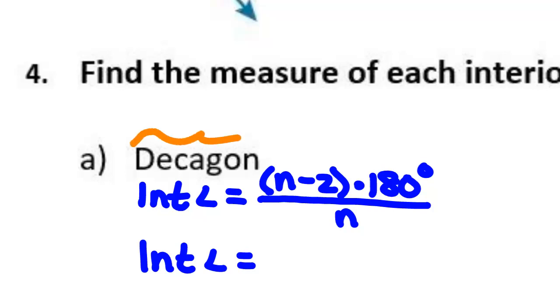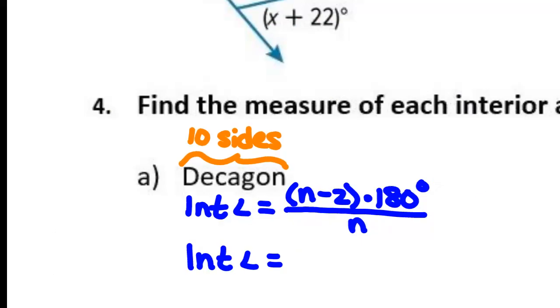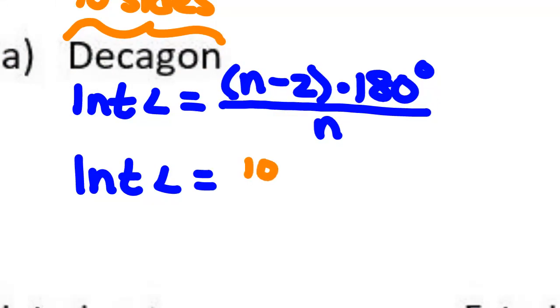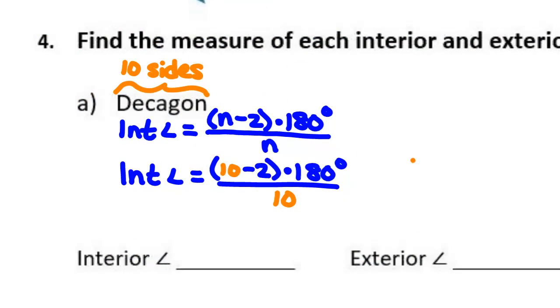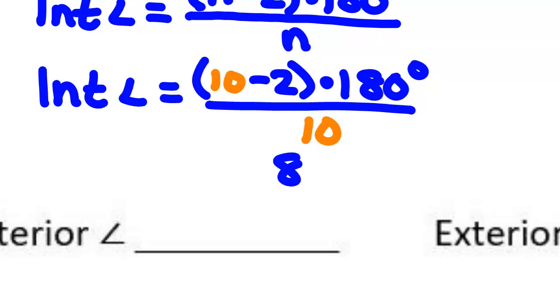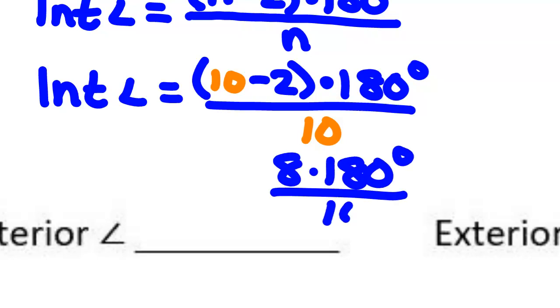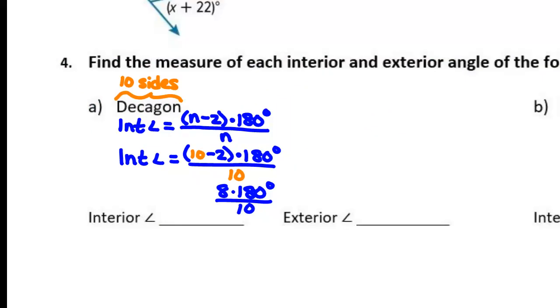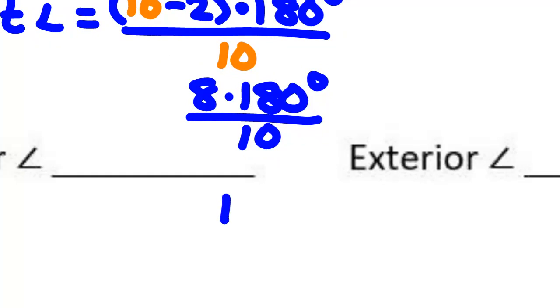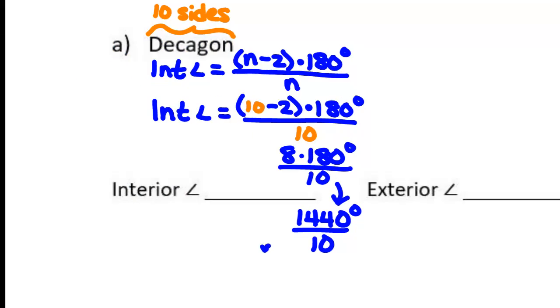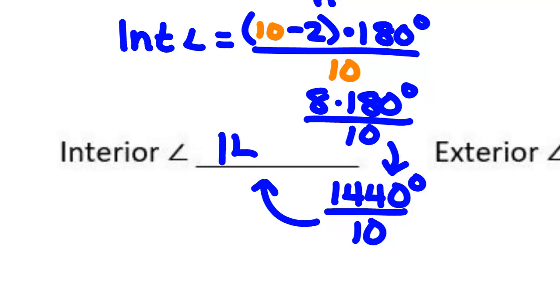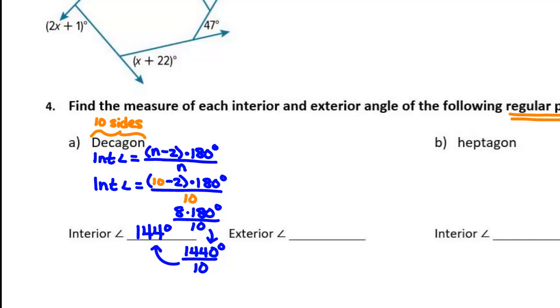How many sides does a decagon have? 10 sides. So that's what I'm going to put in for n. So I would have 10 minus 2 times 180 degrees divided by 10. 10 minus 2 is 8. What is 8 times 180? 1,440 degrees over 10. And 1440 divided by 10 is 144. So 144 degrees for the measure of one interior angle.